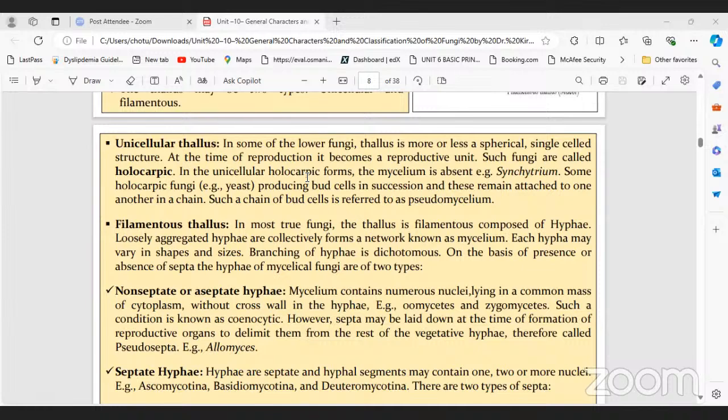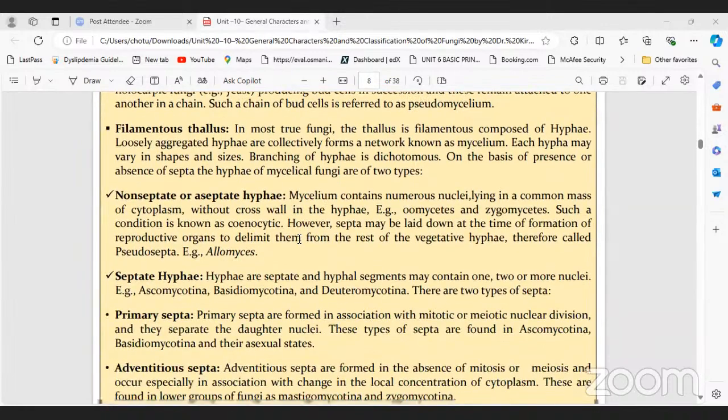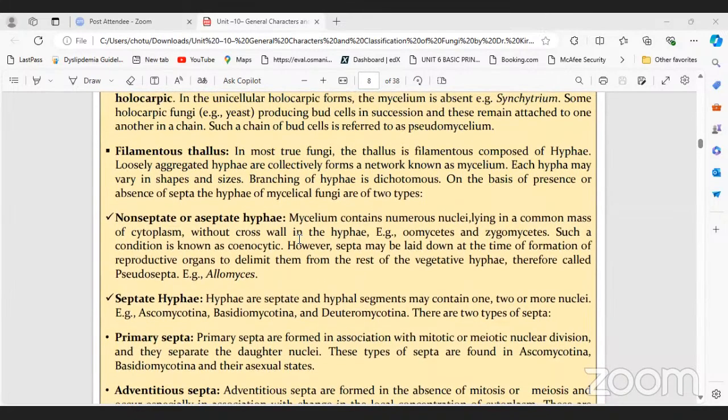On the basis of the presence or absence of septa in the hyphae, mycelial fungi are of two types. One is the non-septate or aseptate fungi; the second is septate hyphae. What are the non-septate, aseptate fungi? Here the aseptate mycelium contains numerous nuclei lying in a common mass of cytoplasm.